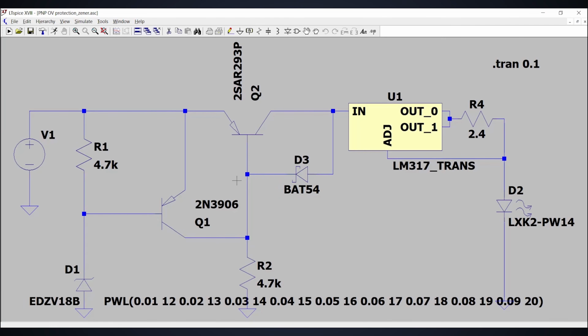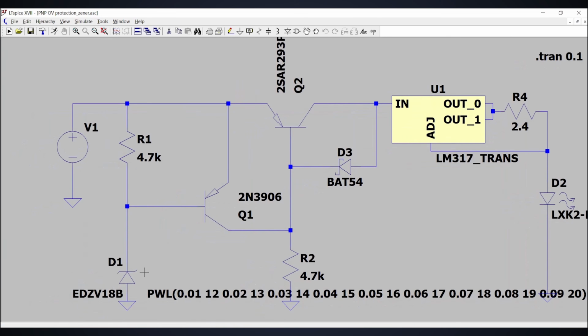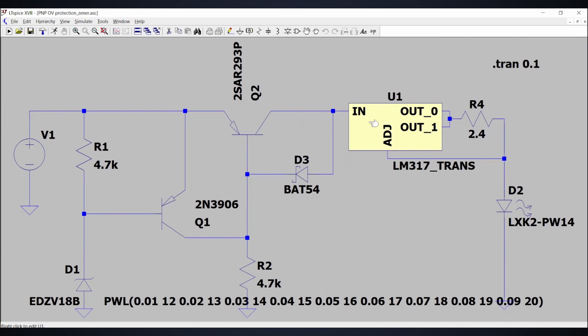Now we'll simulate this circuit. The circuit is the same which we have discussed earlier. Both transistors Q1, Q2, resistors and Zener diode are connected as per our design. And we have connected a CCR using LM317 as a load. And around 0.5 ampere current should flow through this circuit.